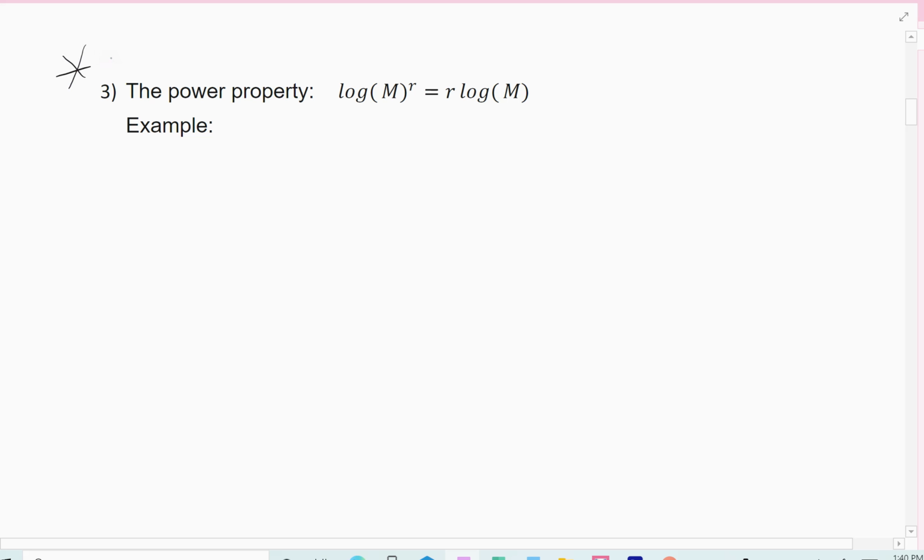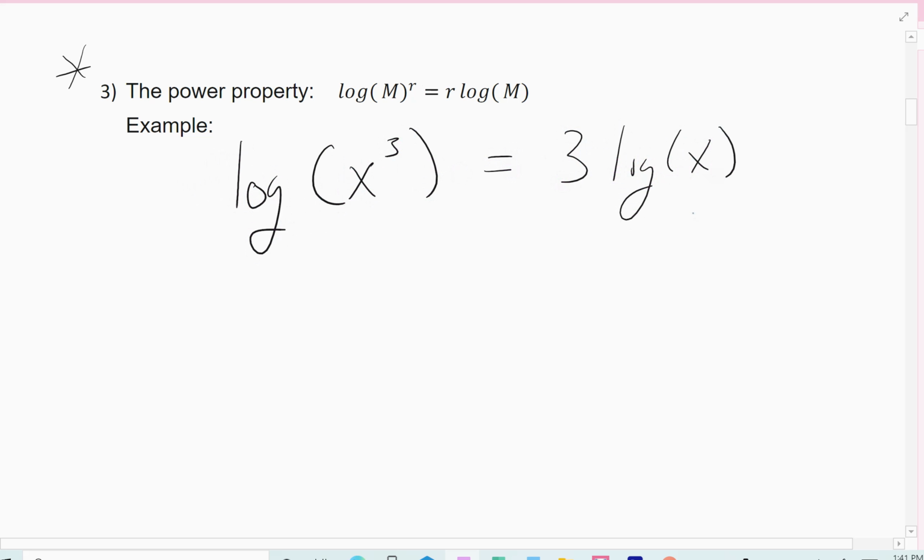Right, so what it means is if R would be some power, some real number, so R stands for a real number, and it's m raised to the R. I kind of wish that I'd written it with the MR inside. So it's something like this. So if I have log of x cubed, I can rewrite that as 3 log of x.